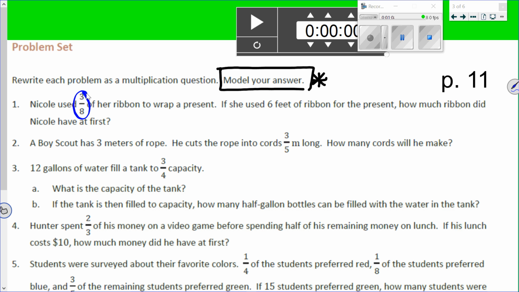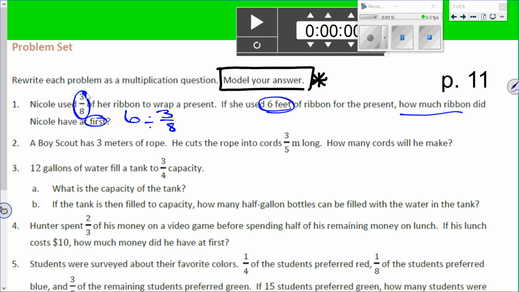So Nicole used 3/8 of this ribbon to wrap a present. If she used 6 feet of ribbon for the present, how much ribbon did she have at first? So our big piece on this is, am I dividing the 6 by the 3/8 or the 3/8 by 6? In other words, what's the part and what's the whole? Is the 6 the part or the whole? Part, right? Because the problem told us that's the part that she used. So I know that the 6 is the part that I divided out of the whole, the 3/8.